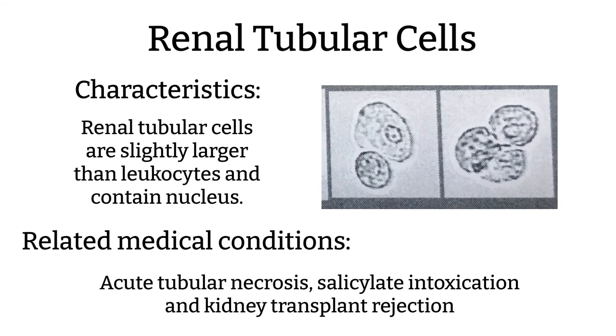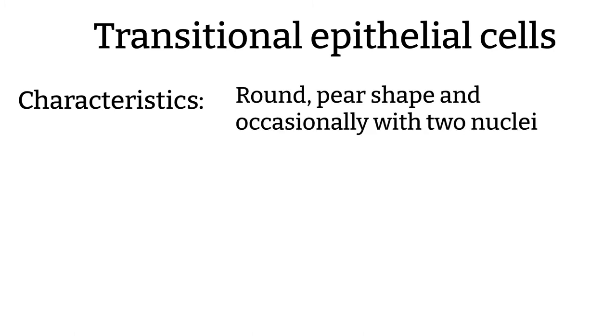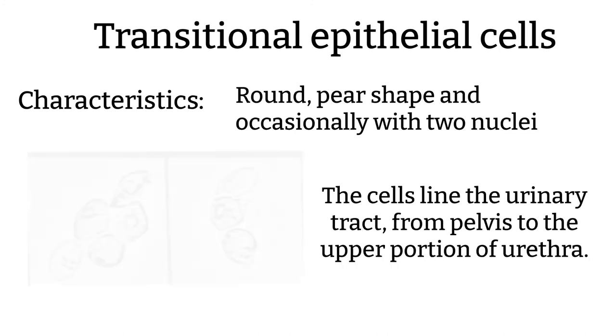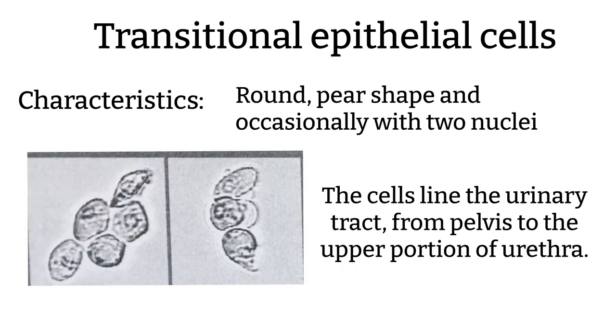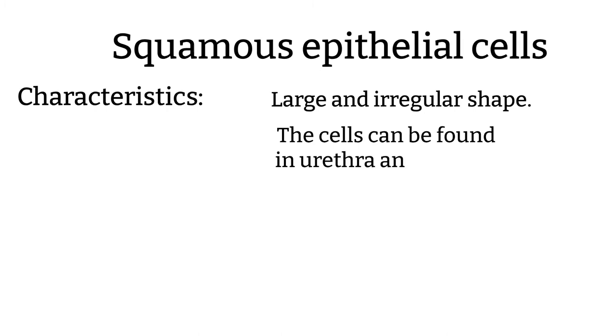Transitional epithelial cells look similar to a pear shape. These cells may contain 2 nuclei. This type of cell lines the urinary tract from the kidney to the upper portion of the urethra. Squamous epithelial cells. This type of epithelial cell is easily recognized because it is large and irregular in shape. This type of cell is found in the urethra and vagina.